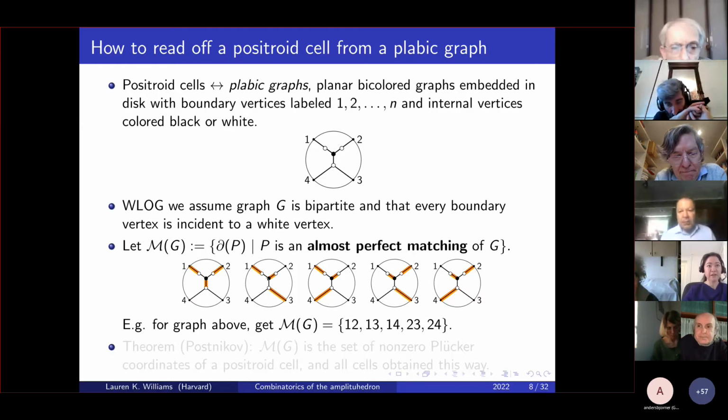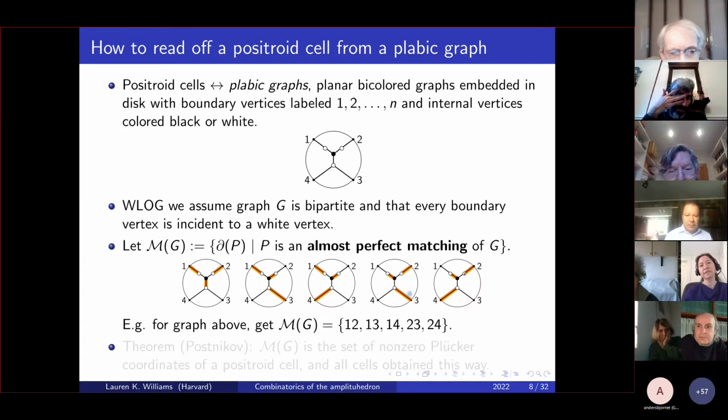Okay, so there are exactly 5 almost perfect matchings, and the Plücker coordinate sets for these perfect matchings are 1 and 2 for this graph, 1 and 3 for this matching, 1 and 4 for this matching, 2 and 3 for this matching, and 2 and 4 for this matching. And so for G, this graph here, M of G is this collection of 2-element subsets of 1 through 4.